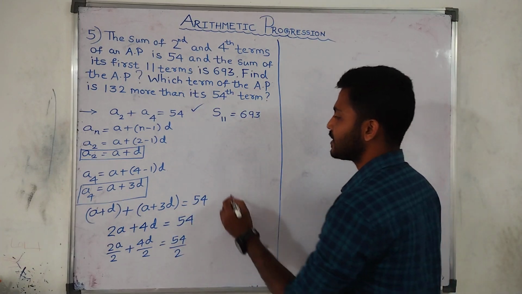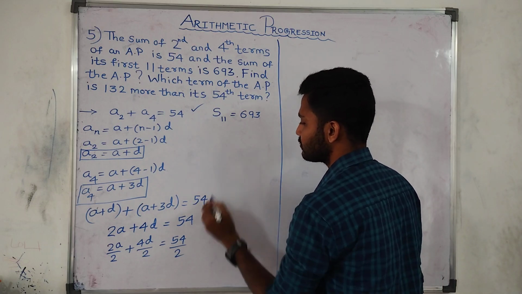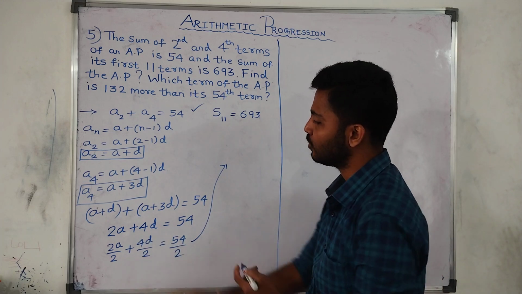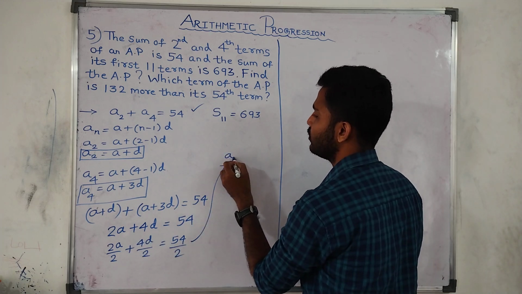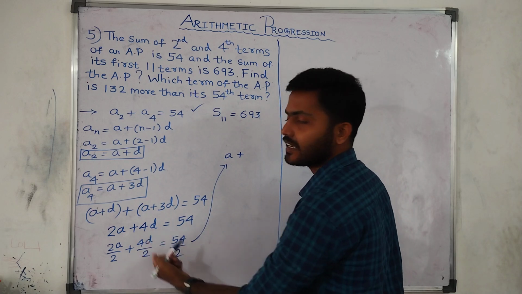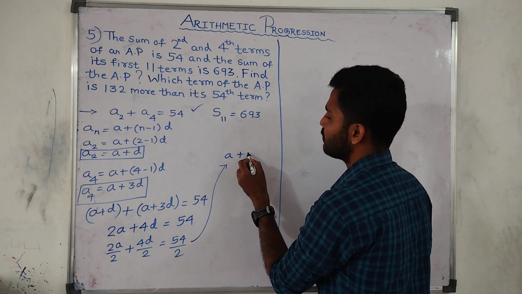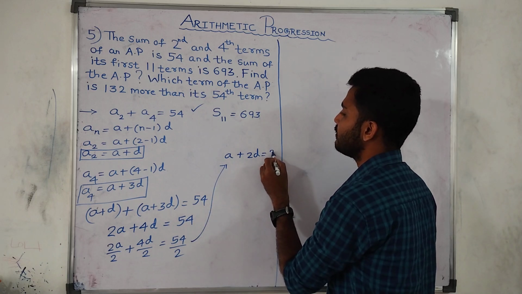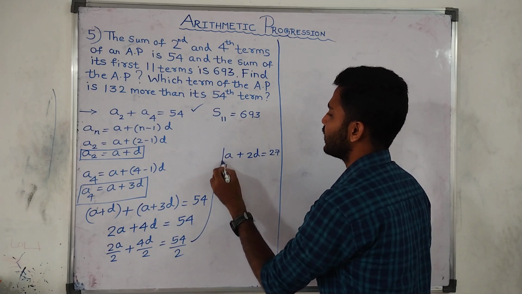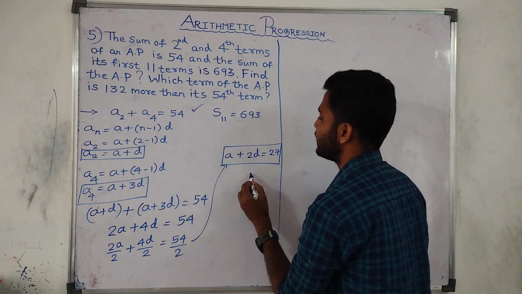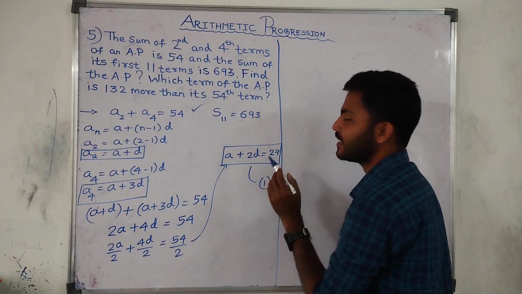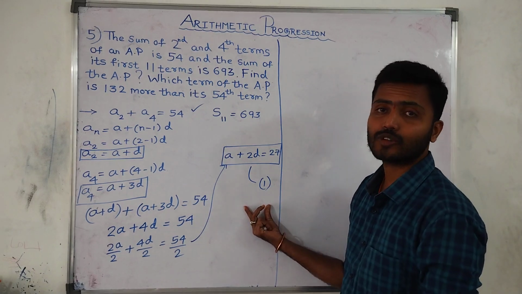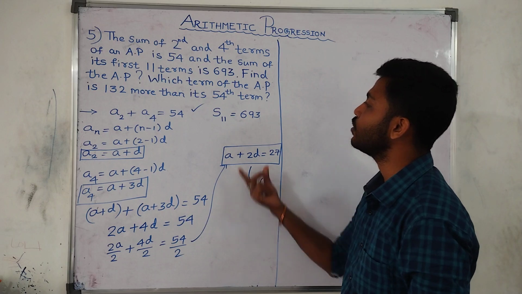Okay, so let us see what happens now. So 2a by 2, andre 2 cancel agi a ಉಳ್ಕೊಳ್ತು. ಹೌದಾ? Then 4d divided by 2, so this will be nothing but 2d, then 54 divided by 2, this will be 27. So a plus 2d is equals to 27. ಇದು ನಮ್ಮ ಮೊದಲನೆಯ equation ಅಂತ ಅನ್ಕೊಳ್ಳೋಣ. Okay, so ಇಲ್ಲಿವರೆಗೂ ಅರ್ಥ ಆಗಿದೆ ಅಂತ ಅನ್ಕೋತೀನಿ ಮಕ್ಕಳೇ. So now let us go for the next part.